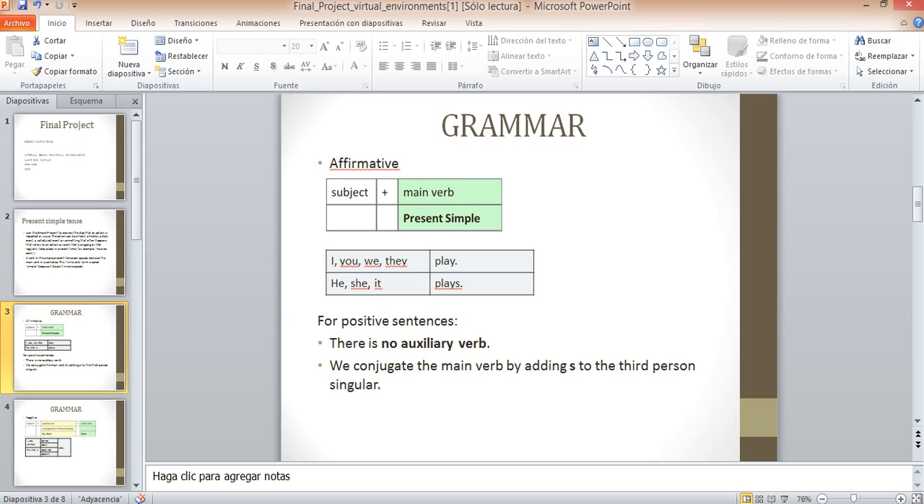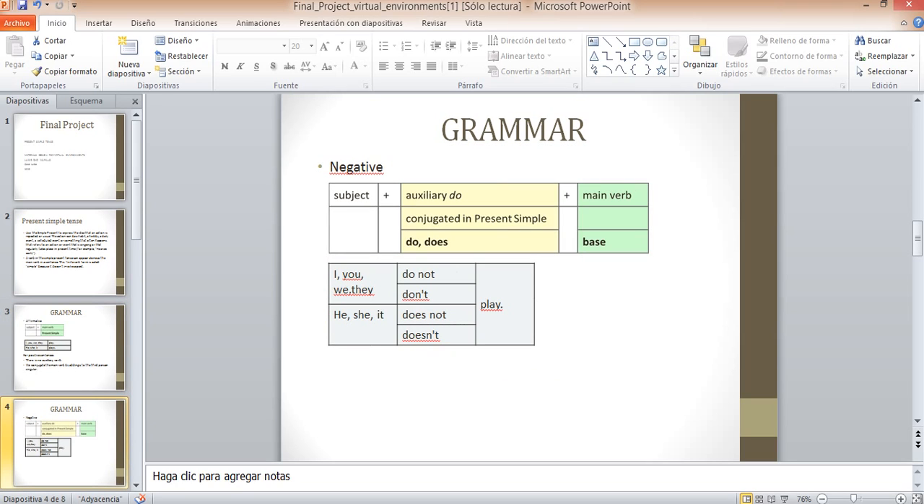As we have mentioned previously, the affirmative sentence has some rules. For example, there is no auxiliary verb, and we conjugate the main verb by adding s, as we see here, to the third person singular.